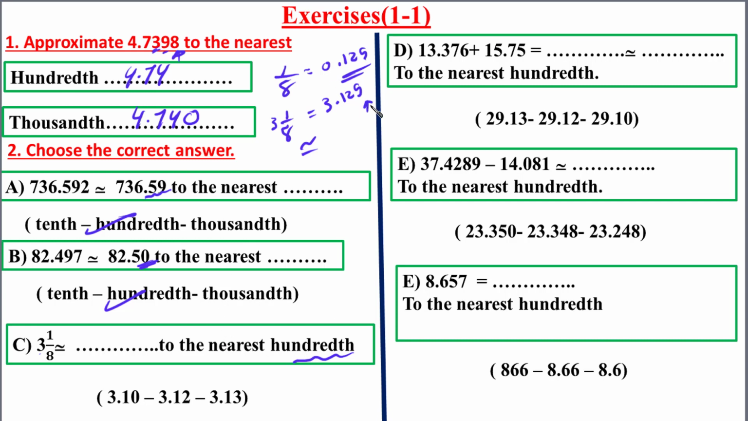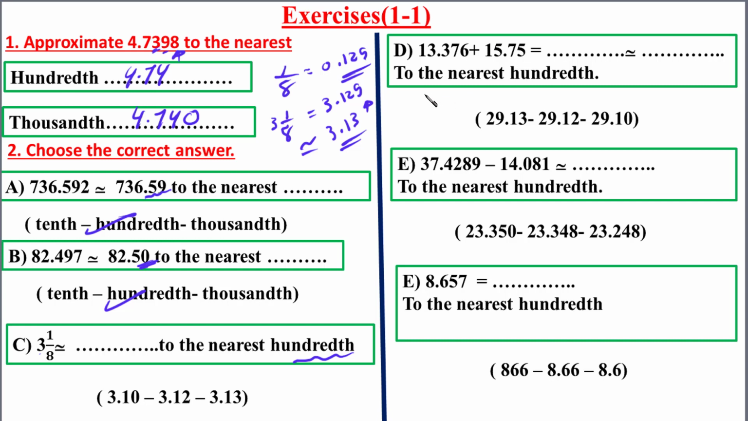Look, the thousandth place is 5, so the hundredth place will increase by 1. We will write 3.1 and 2, it will be what? 3. Approximately equals 3.13. So the answer is 3.13.